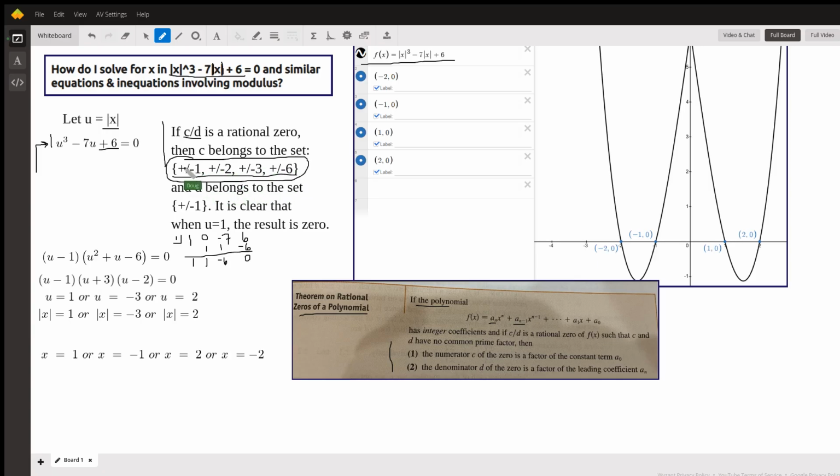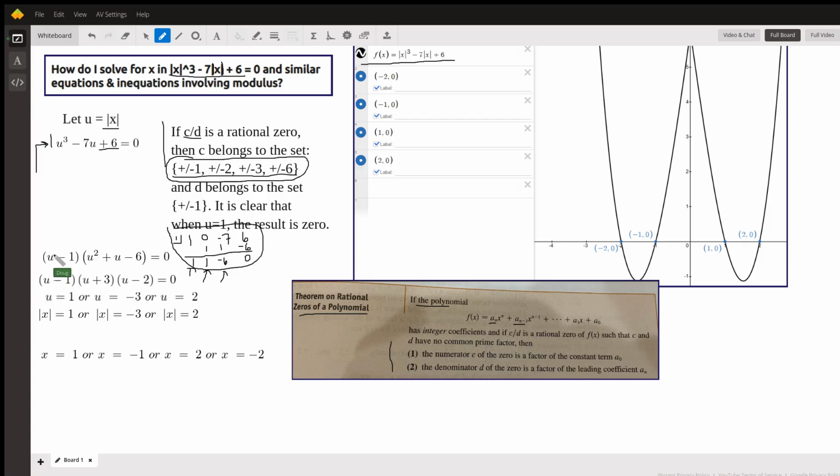Of course, normally we would just test to see if you put 1 in for u, do you get a true statement? And we do, because you get 1 plus 6 is 7, minus 7 is 0. If you want to find the remaining or the residual polynomial when you divide by u minus 1, you can use synthetic division. Those are the coefficients of the trinomial factor that remains.